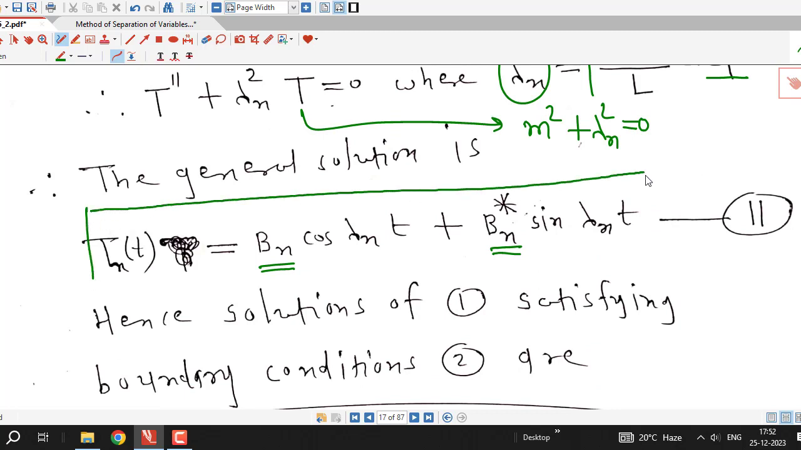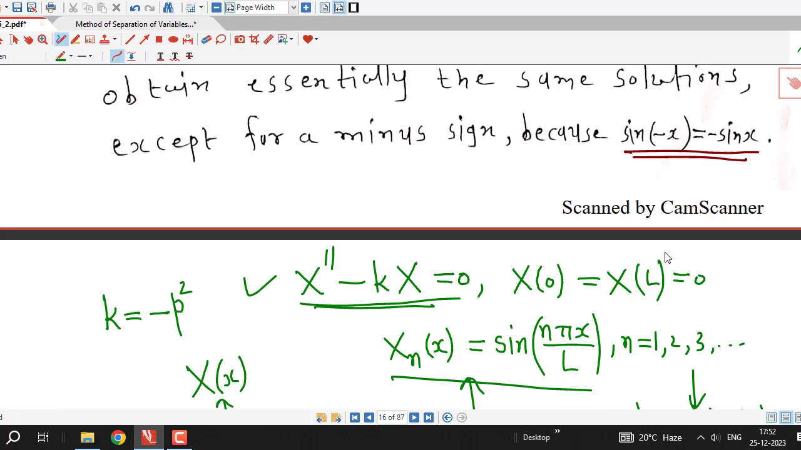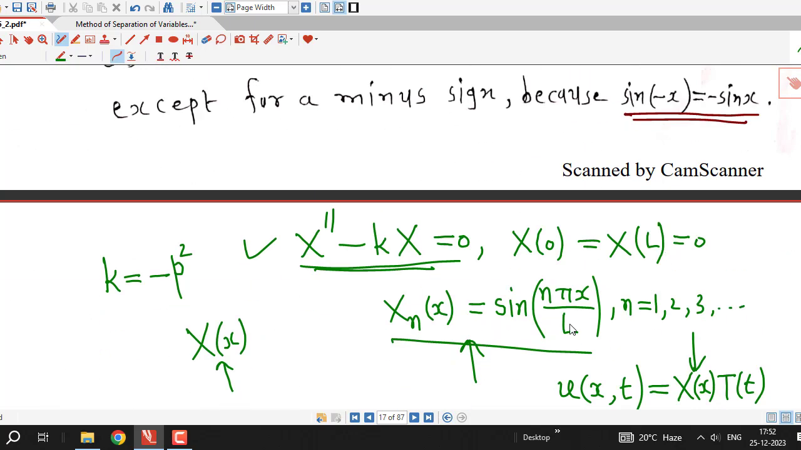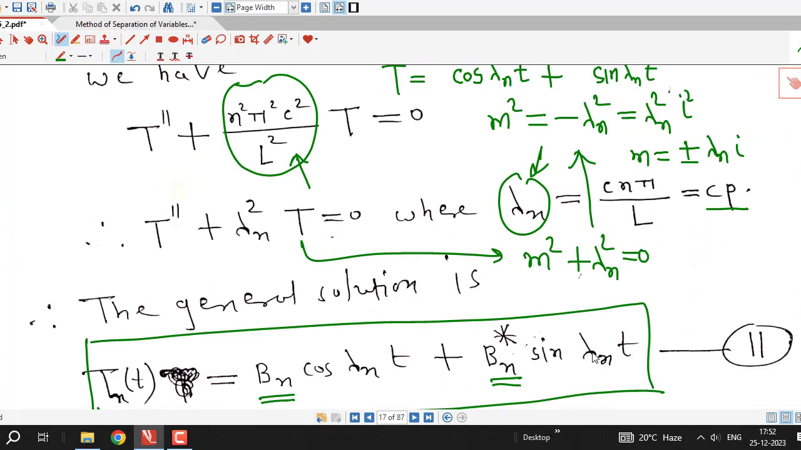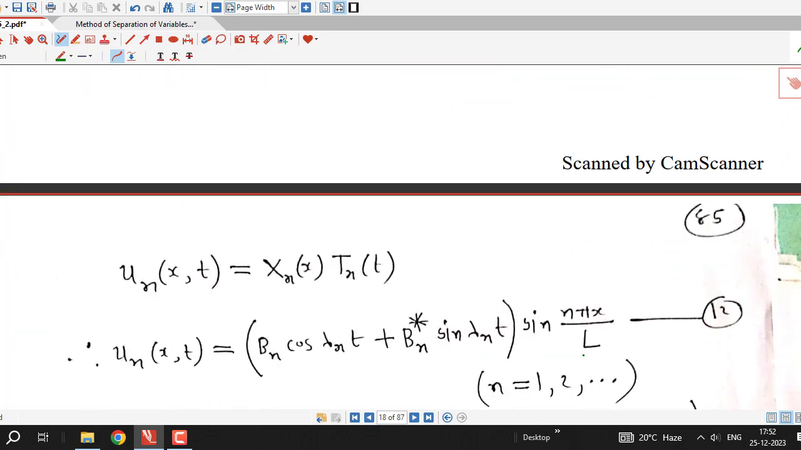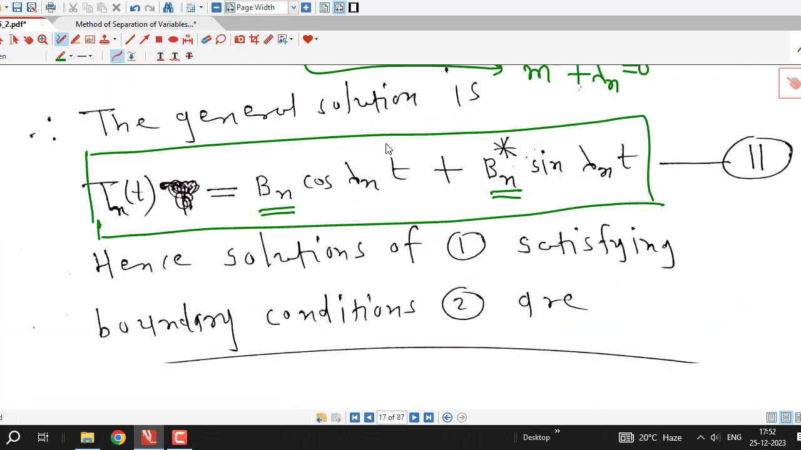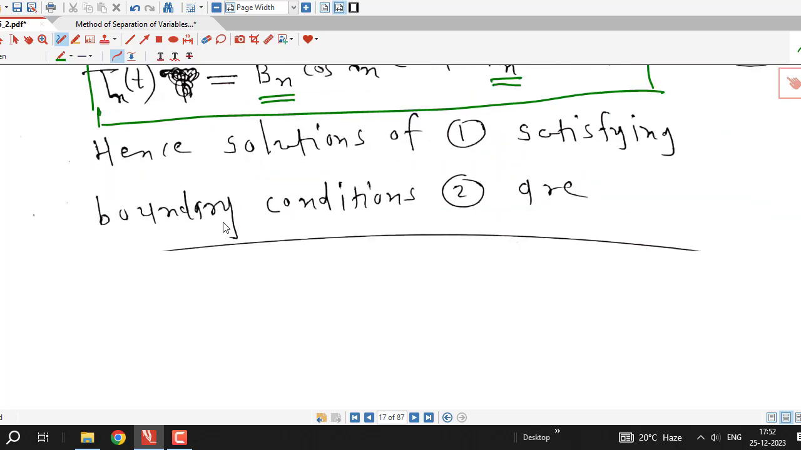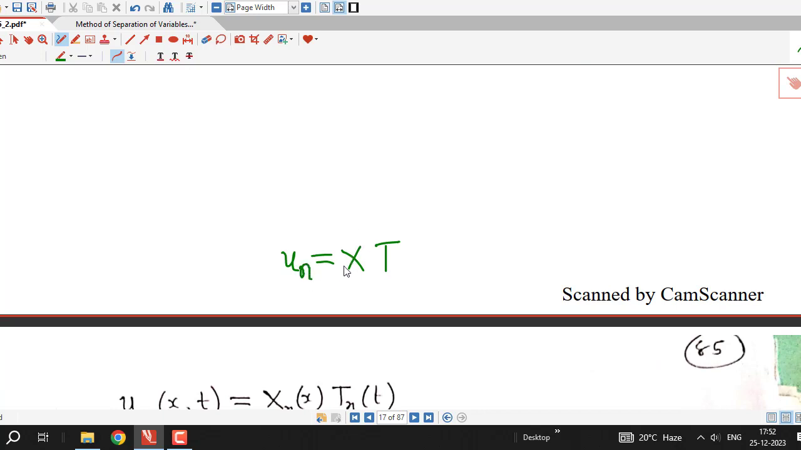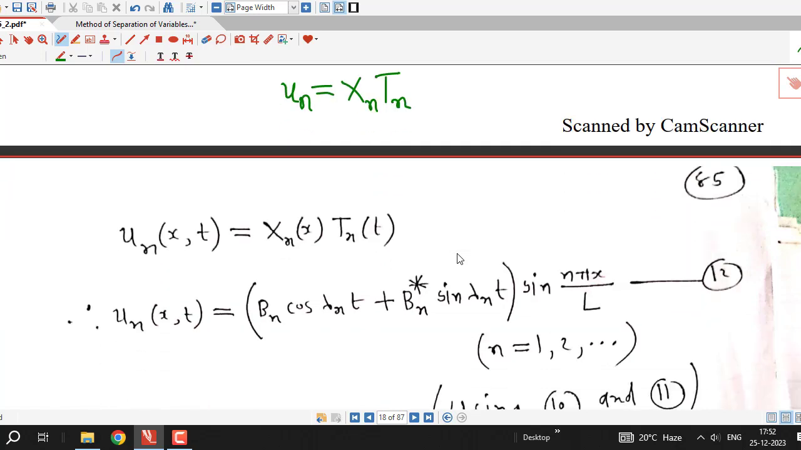We have this value of t and value of x obtained here, sin n pi x over l, that we substitute in this equation in the next step. And u is given by x into t, and this x and t are denoted by xn and tn because we have different solutions for different values of n. Therefore, we write u suffix n, and we have this type of solution.